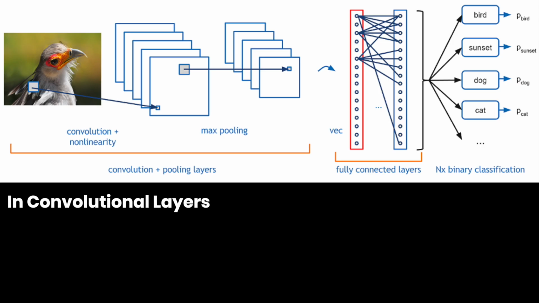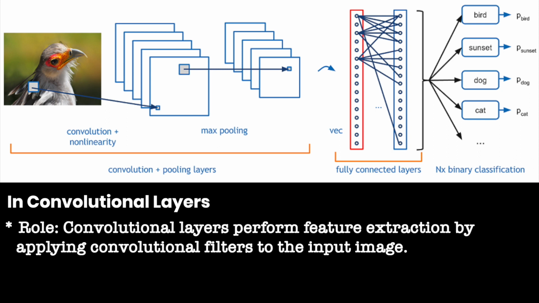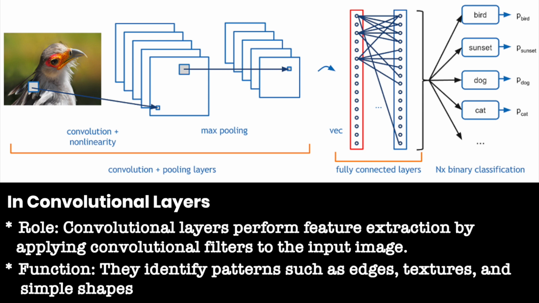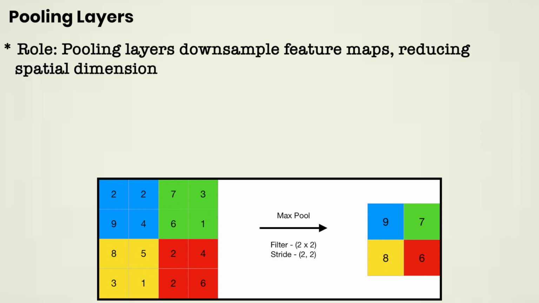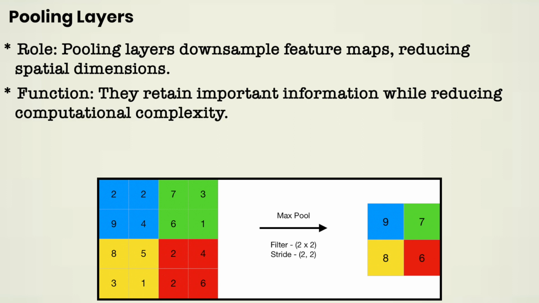Convolutional layers perform feature extraction by applying convolutional filters to the input image. They identify patterns such as edges, textures, and simple shapes. Pooling layers downsample feature maps, reducing spatial dimensions. They retain important information while reducing computational complexity.